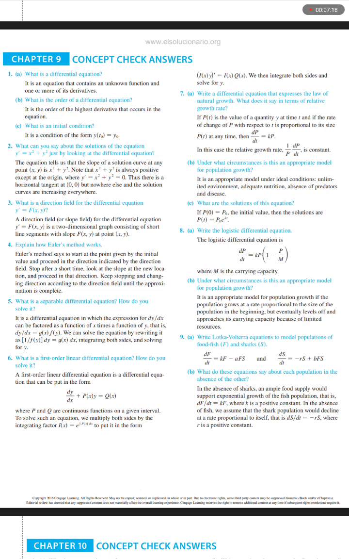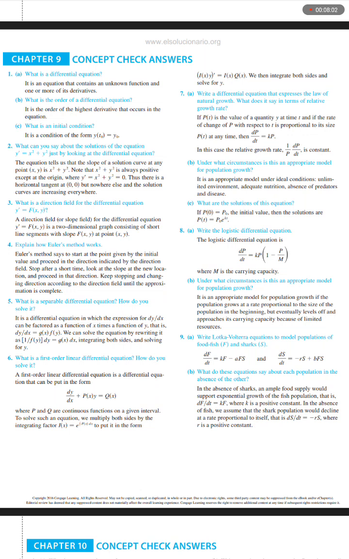Number 9, part A. Write the Lotka-Volterra equations to model populations of food fish, F, and sharks, S. dF/dt = kF − aFS, and dS/dt = −rS + bFS. Part B. What do these equations say about each population in the absence of each other?